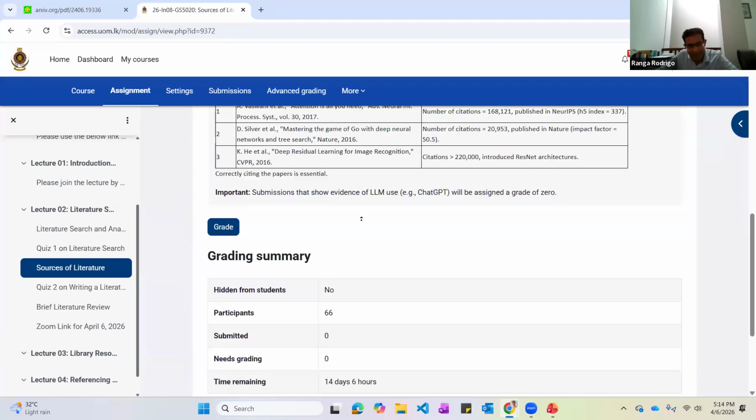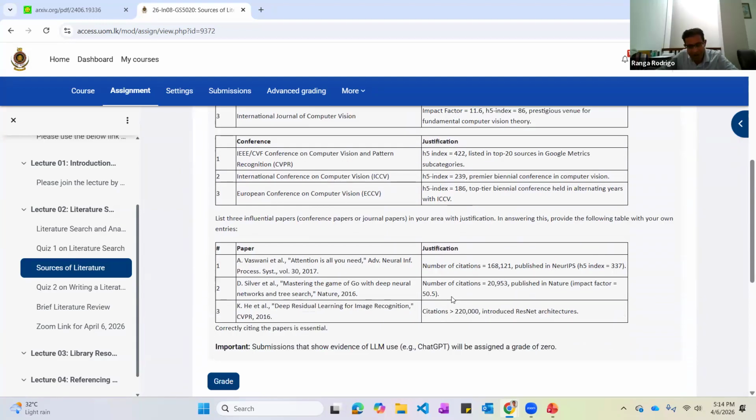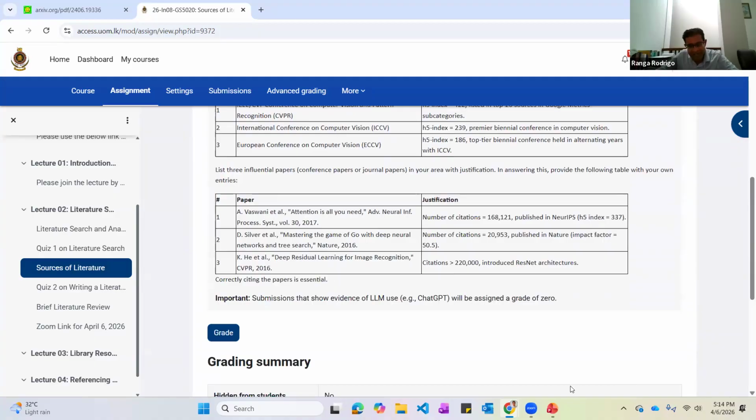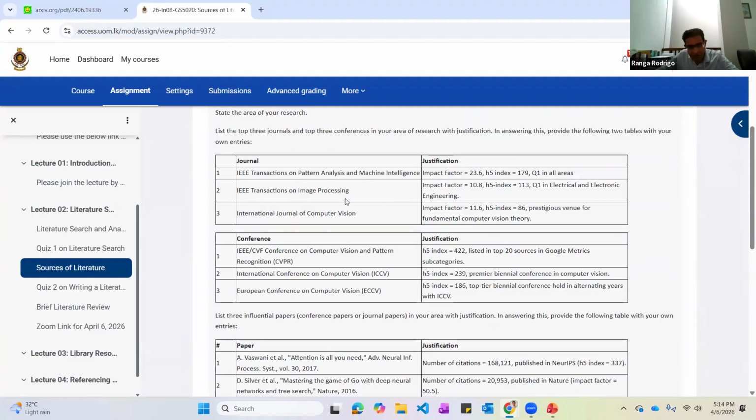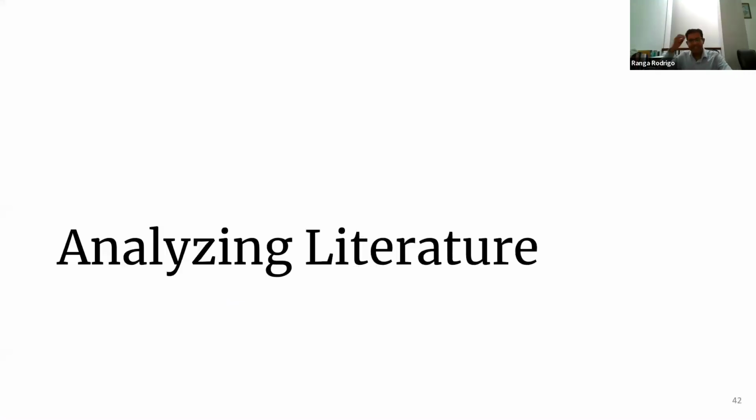That's the assignment that you have to do. So please do it and be done with it, so that I know that you are aware of the journals and conferences important in your area. Okay, so let's slowly move to analyzing literature, and then next time I'll be able to help you write a brief literature review.